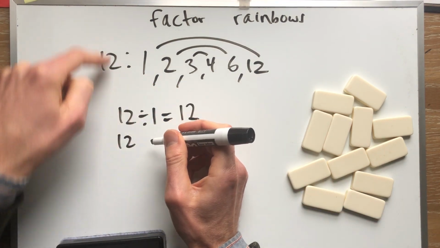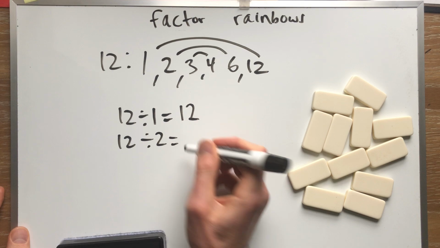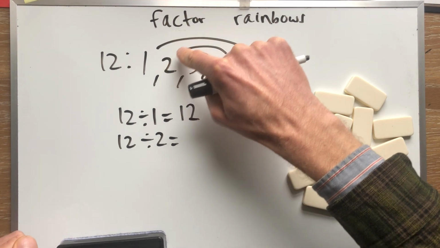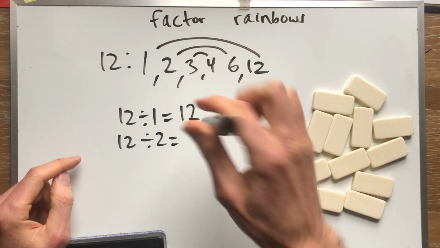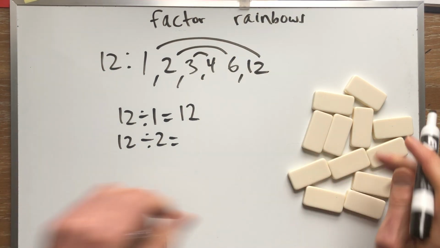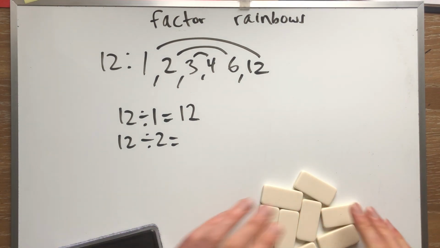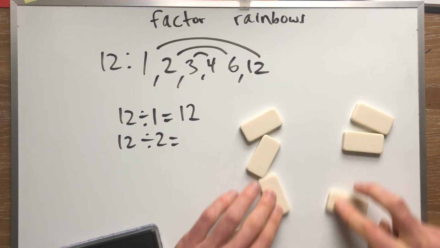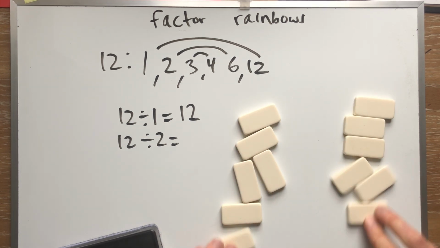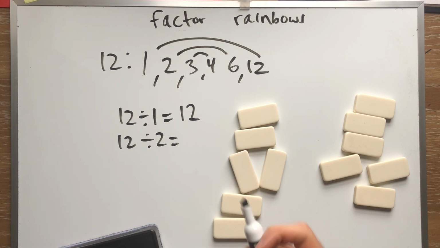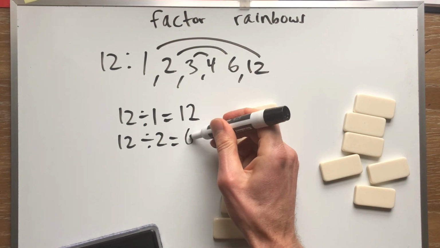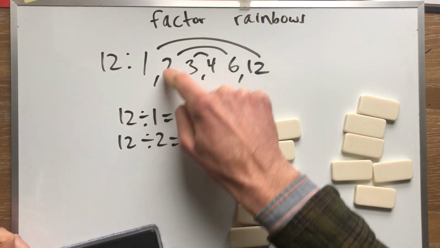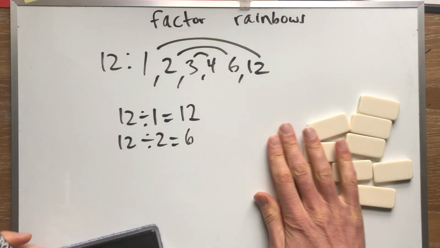Let's do 12 divided by 2. 12 divided by 2 is what? Well, 2 times what equals 12? So that's like if you have 12 and you divide it into 2 even piles. How many in each pile? 1, 2, 3, 4, 5, 6. 6. So 12 divided by 2 is 6. Let's do the next one.